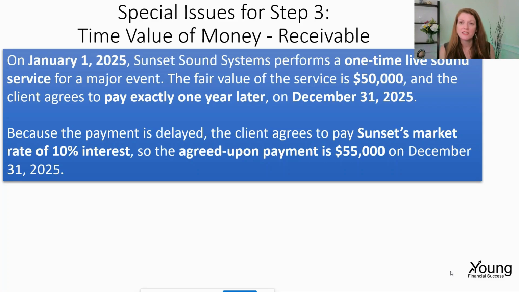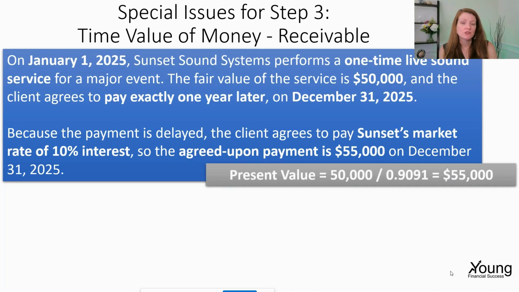So there's a whole different scenario where this client says, I'm not going to pay early, even though it gives me a discount. Instead, I'll pay a year out and I'll pay some interest on top of that. So the way we calculate that interest is the present value of $50,000 divided by the factor, the 10% for one year, the 0.9091, and that gives us $55,000.